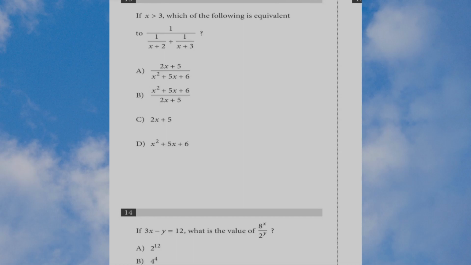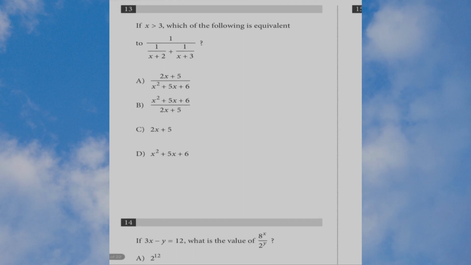So for this problem, we're going to simplify the bottom fractions. To do this, let's just take those two first.